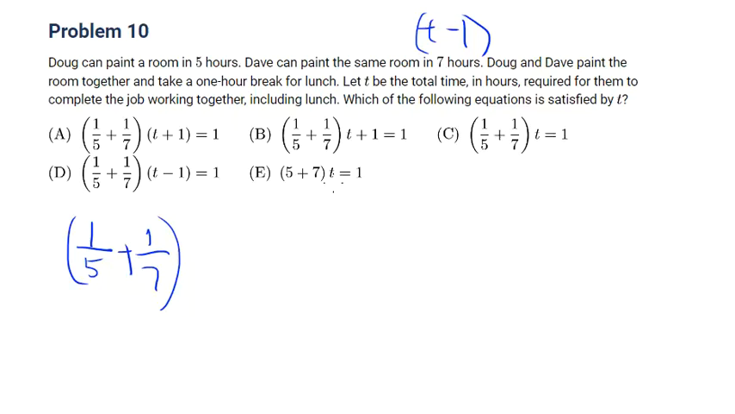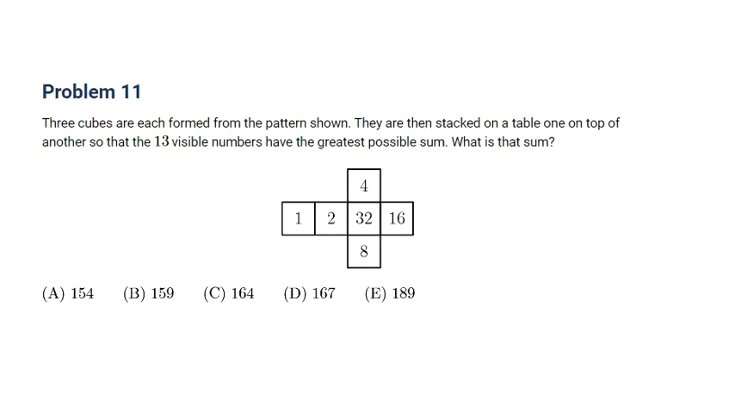Now our time times speed. We assume that time times speed equals the total work done. Now the work done is represented by 1 because this is 1 divided by 5, 1 divided by 7. This 1 represents the work done, okay? So this times the work hours, which is t minus 1, is equal to the work done, which is 1. Which is the one room they needed to paint.